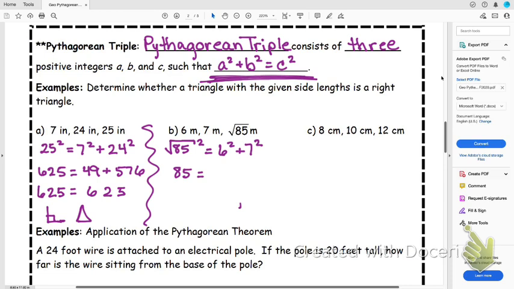Okay, so what is 6 squared? 36. What is 7 squared? 49. What do they add together to be? 85. So is it a right triangle? Yes. So you do the next one on your own. I miss algebra. This is algebra. No, it's not.